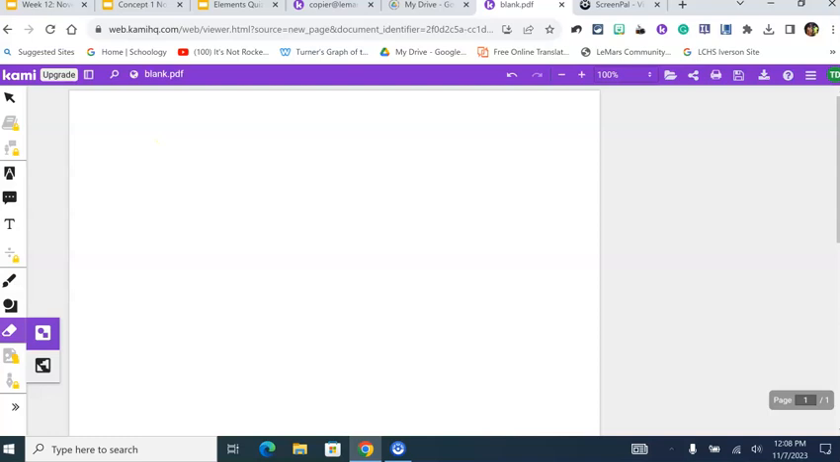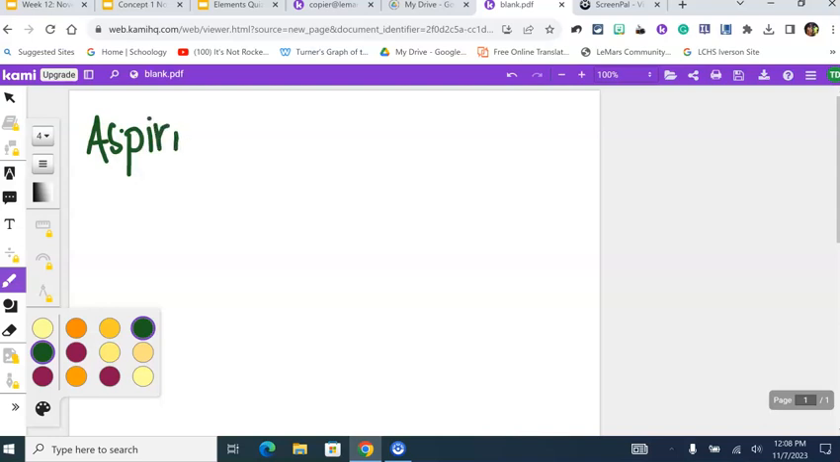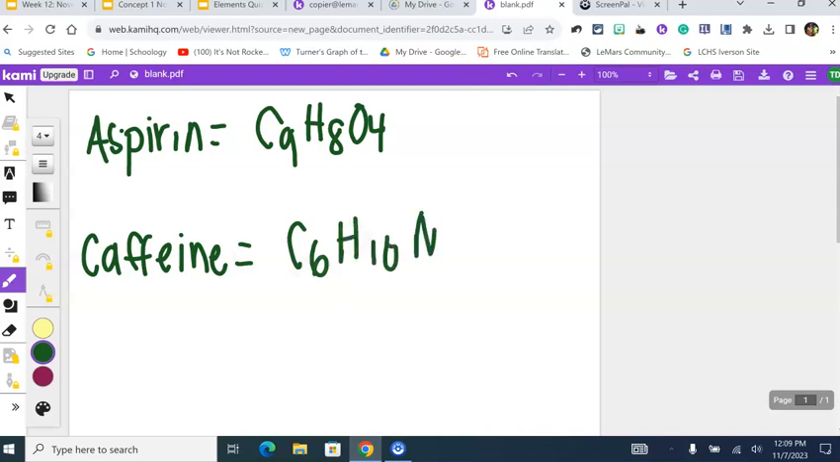Now, on the board, I've printed some compounds like aspirin, and aspirin's chemical formula is C9H8O4, or caffeine. Caffeine's chemical formula is C6H10N4O2.